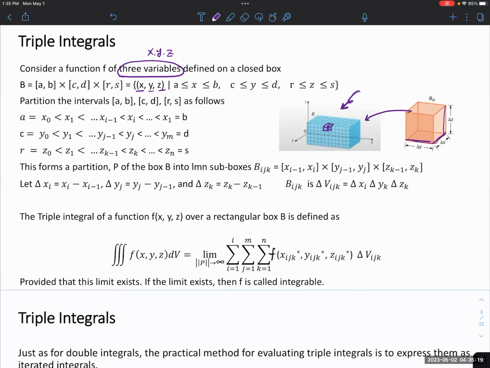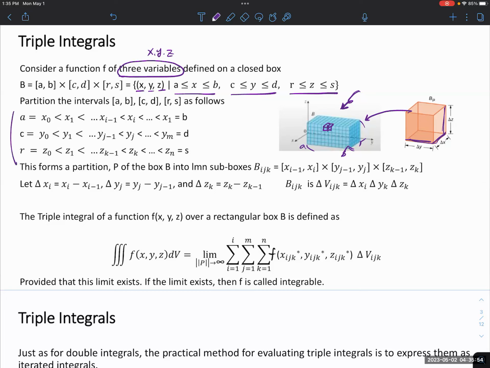So each of x, y, z might have a different interval. In that case, I want to find out the volume. How would you be able to find out the volume? We are going to take the triple integral. So x is somewhere between a and b, y is going to be between, let's say, c and d, and z is between, let's say, r and s. So you are going to have three different given intervals for each of the x, y, z variables.